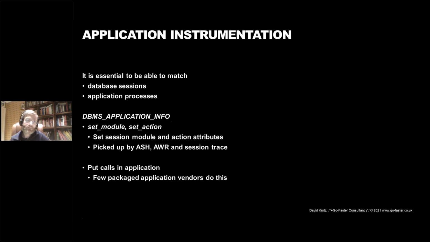So Oracle gave us DBMS_APPLICATION_INFO as far back as Oracle 7.3.3, and it sets these 2 session attributes, module and action. They're just strings, and you set them to whatever you like, so long as you're consistent and it means something to you. And those session values get picked up in ASH and AWR. You can see it in session trace. You can see it in some of the plan stability views. And it's hugely valuable. Not all applications are instrumented, and it can be really problematic when they're not.